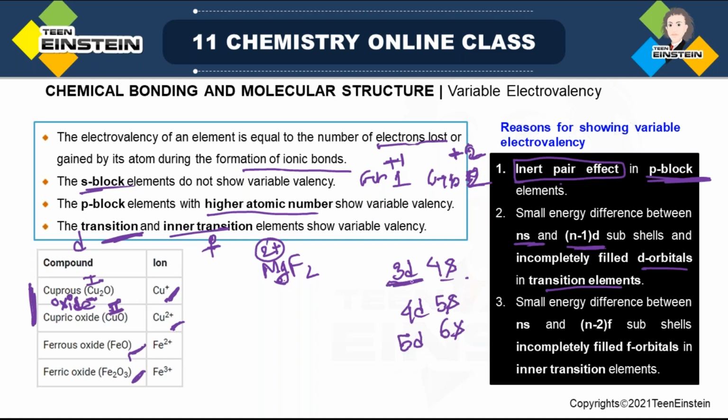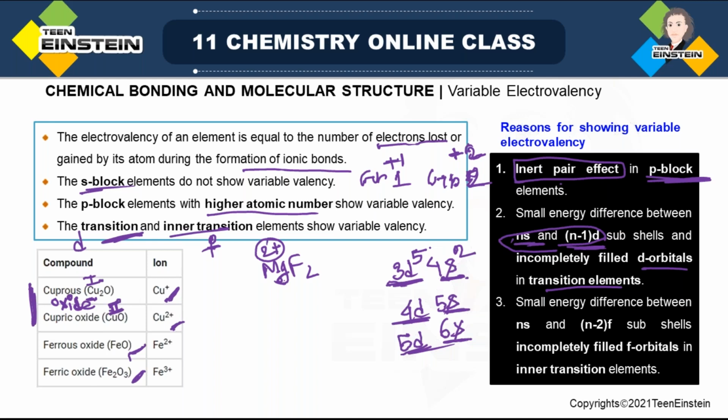Now the energy difference between 3d and 4s, 4d and 5s, or 5d and 6s, in general ns and n-1d, is very, very small. So as a result, what happens? Sometimes the electrons present in 4s, suppose 4s2 is the electronic configuration, and here we have some more electrons, suppose I'm writing 3d5. When 2 electrons from 4s are involved, it will show +2 oxidation state. Suppose another electron from 3d is used up, so it will now have oxidation state +3.